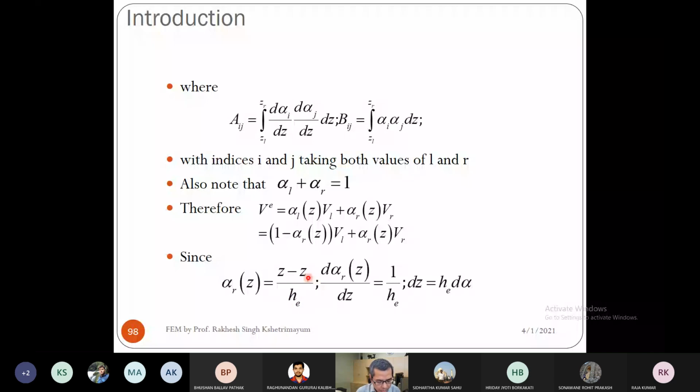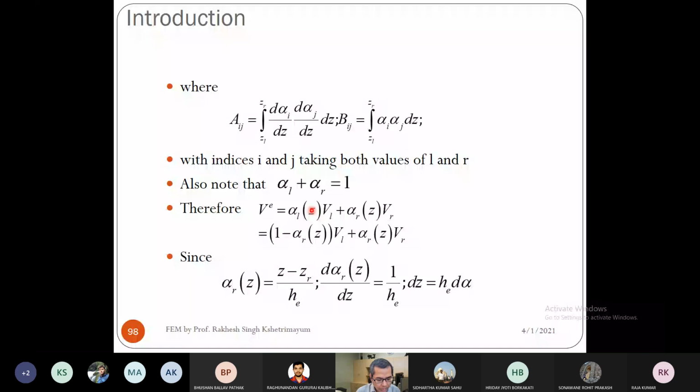So when I do the partial derivative with respect to z, d by dz of alpha R, I'll simply get 1 by IC. Simple derivation here. dz will simply become IC d alpha. Once I have alpha, I can also find out the d alpha L by dz.